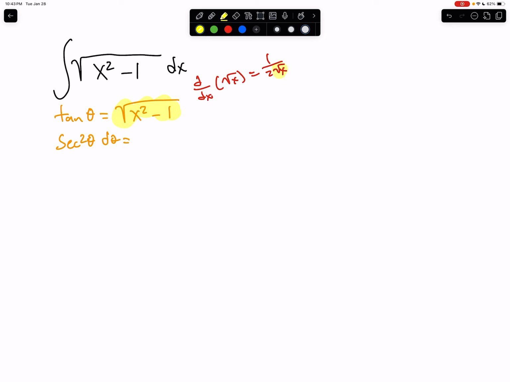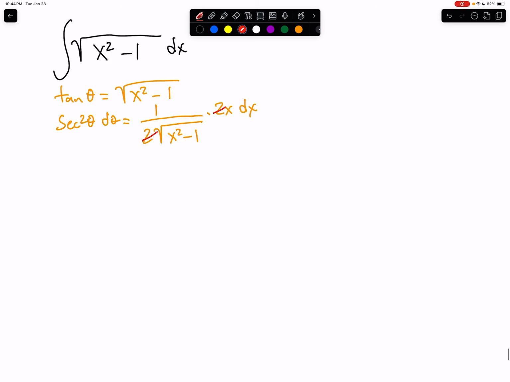We want our answer in a square root, not with exponents or fractions and stuff. It'll just make more sense. So let's get this out of the way. I'm going to do that thing with the chain rule. So this will be 1 over 2 square root of x squared minus 1, times 2x, and then this will be dx here. And then our 2's will cancel, and we get secant squared of theta d theta equals x over the square root of x squared minus 1 dx. So we're almost done here.